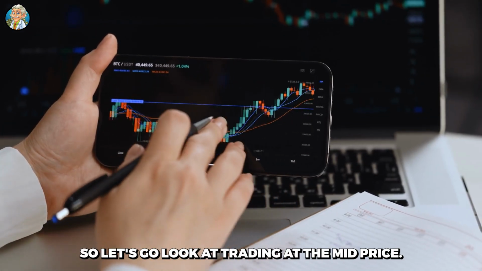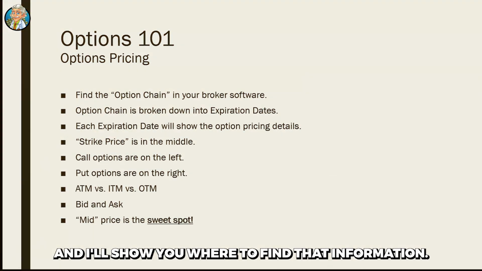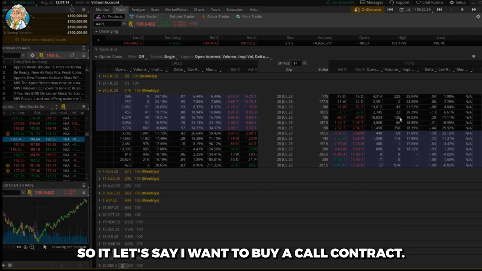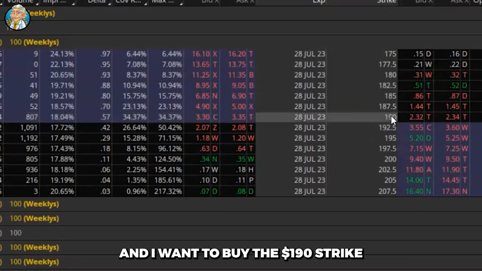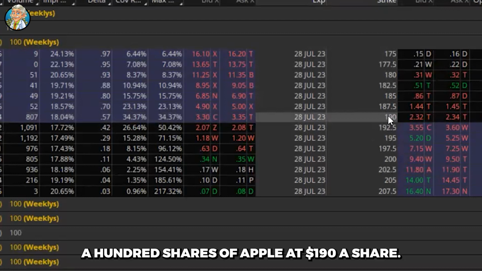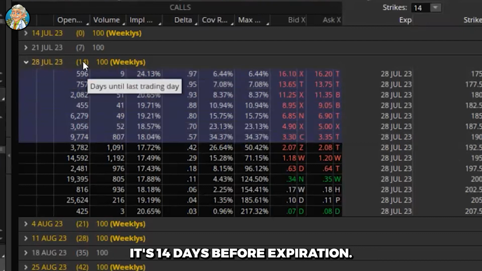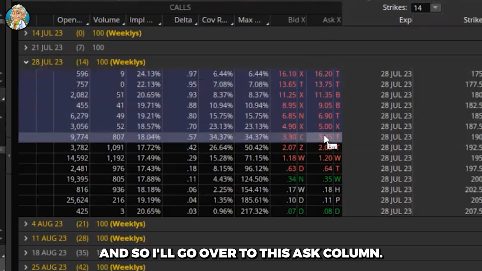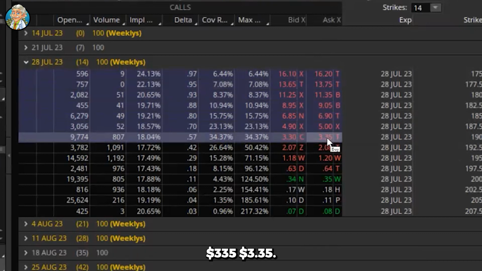So let's go look at trading at the mid price here. Let me go back, sorry. Go back to our trading platform here, and I'll show you where to find that information. So let's say I want to buy a call contract, right? And I want to buy the 190 strike Apple call contract. So that means I'm willing to buy 100 shares of Apple at $190 a share. And then here's the expiration date. It's 14 days before expiration. And so I'll go over to this ask column. I can just click right on that because that's what the sellers are asking for. It's $335, $3.35, right? Times 100.